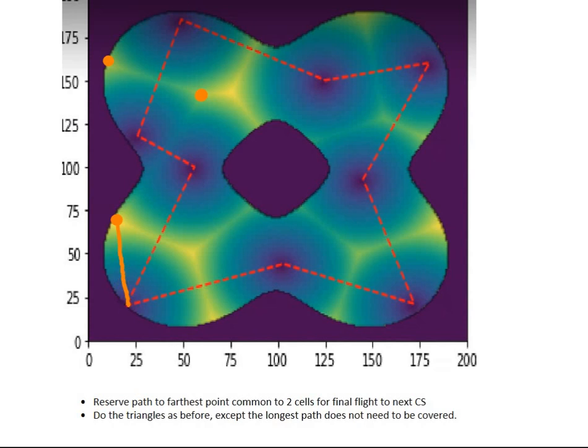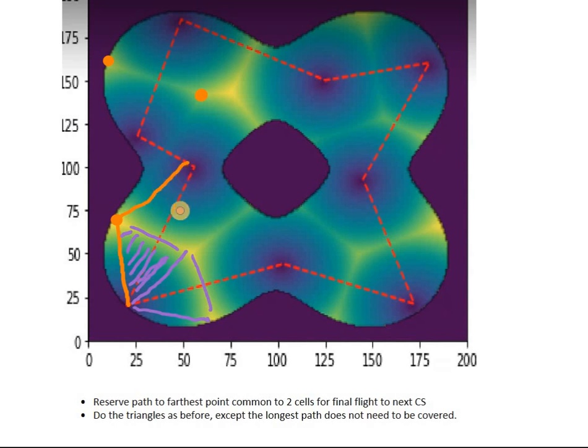So in other words, you'll do the regular triangle pattern on the triangles here. You do the regular triangle, but you don't need to cover this path because this path is going to be the exit path. So you'll still do this lawnmower stuff in here, but you don't need to do this path in your lawnmower. Okay. So this path will go in like this, and we'll end up in this charging station.